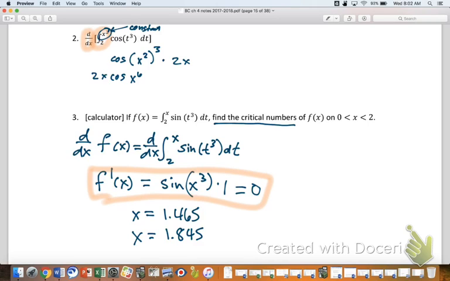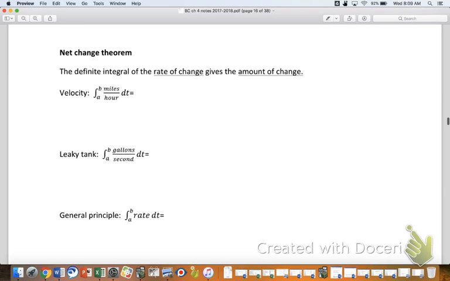Okay, so then number 4. No, is there a number 4? I don't know. There's not. Oh, yes, the net change theorem.